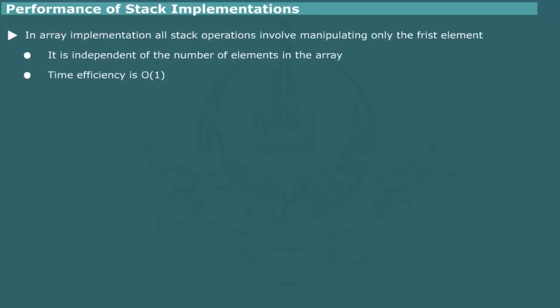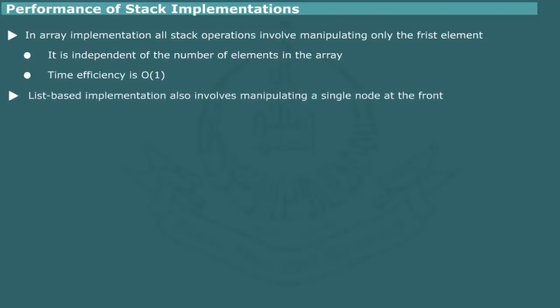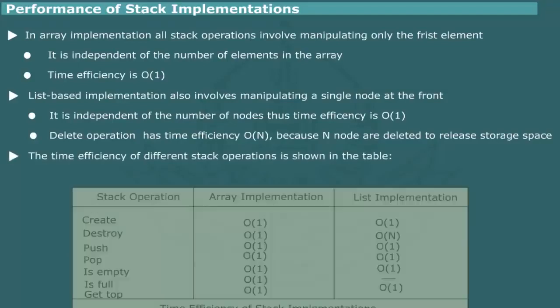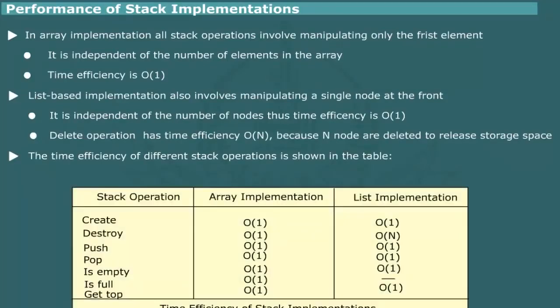As with array representation, the list-based implementation also involves adding or removing a single node at the front. Since probing or accessing the header node is independent of the number of nodes in the list, the operation of insertion, deletion, or checking the top element have time efficiency O of 1. The destroy operation alone has time efficiency O of n because it involves removing n nodes from the memory to release the space. The time efficiency of different stack functions for both the implementations is summarized in the table.